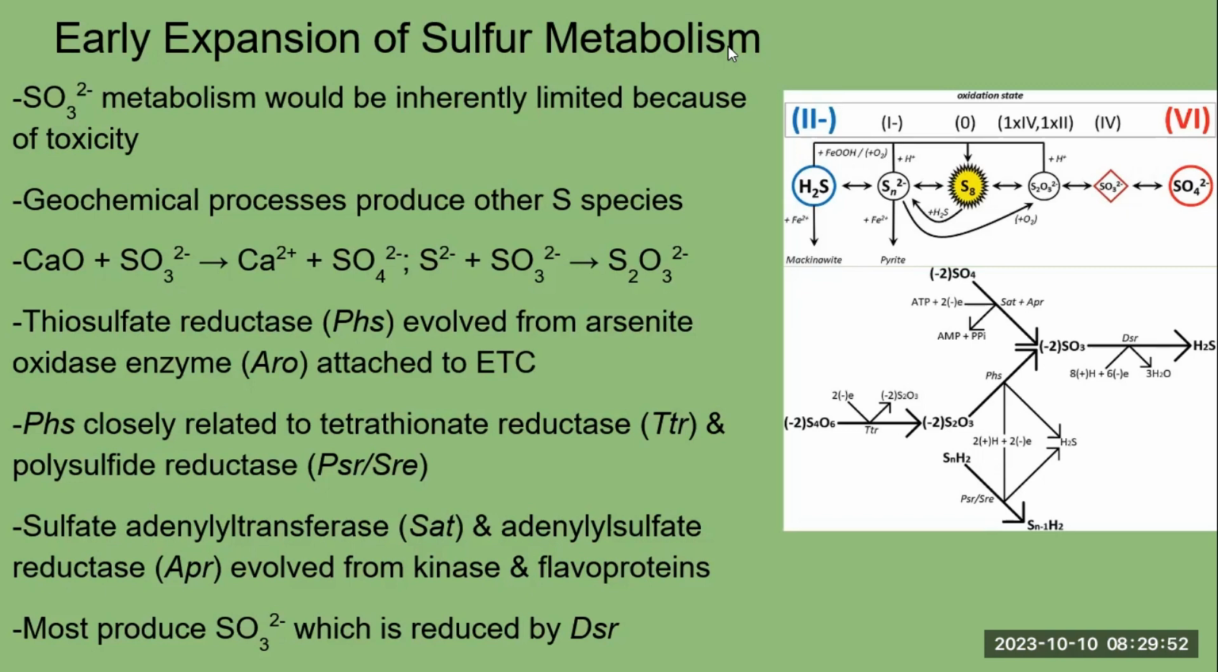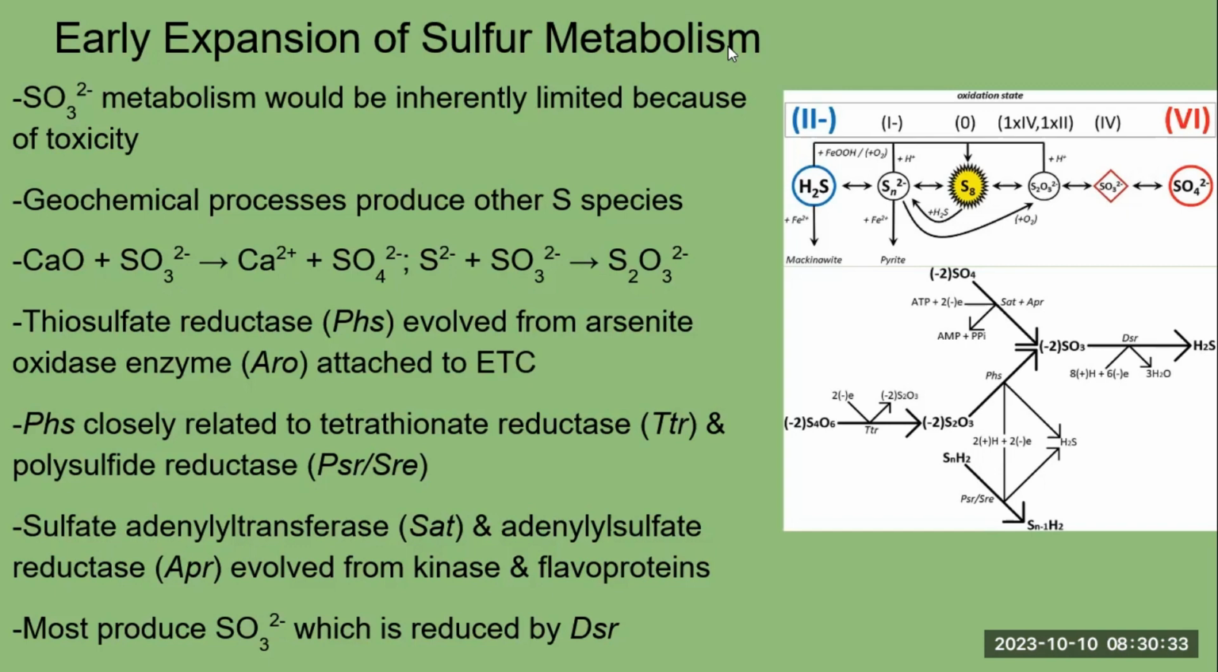Thiosulfate reduction likely began when an arsenite oxidase enzyme was bound to the respiratory electron transport chain and began to metabolize thiosulfate due to its similarity to arsenate, although this would have reversed the direction of the reaction because the enzyme complex would be taking electrons from the electron transport chain and imparting them onto the metabolite instead of taking them from the metabolite, which would have been previously arsenite. Two other sulfur metabolizing enzymes closely related to thiosulfate reductase are tetrathionate reductase and polysulfide reductase.